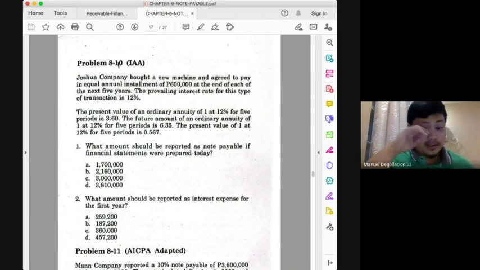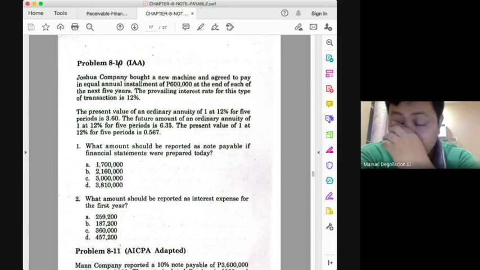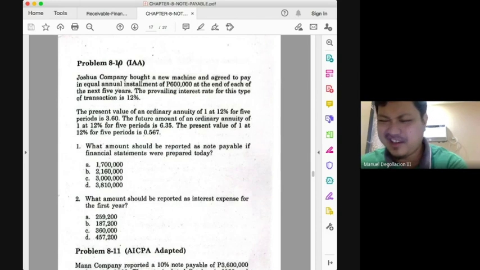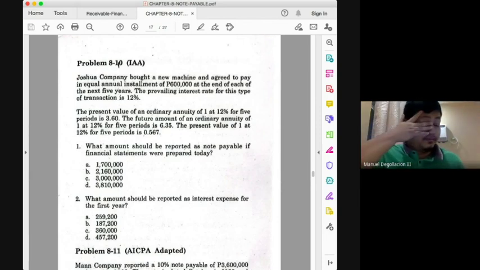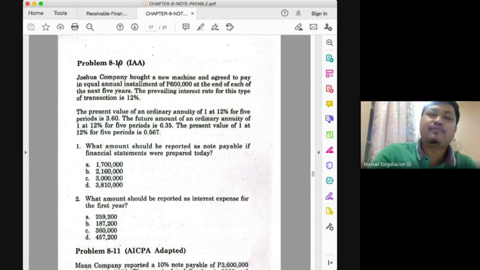Okay, and the problem states that the effective interest rate is 12%, so you will just have to multiply the 12% with 2,160,000. So if we do that, 2,160,000 times the effective interest rate of 12%, you will get 259,200. Okay, so that would be the answer for the second question for problem 8-10.